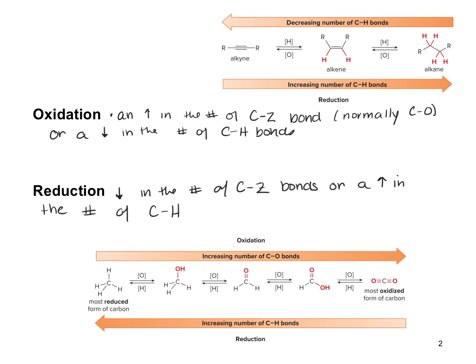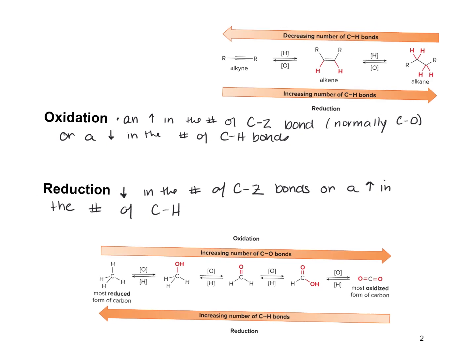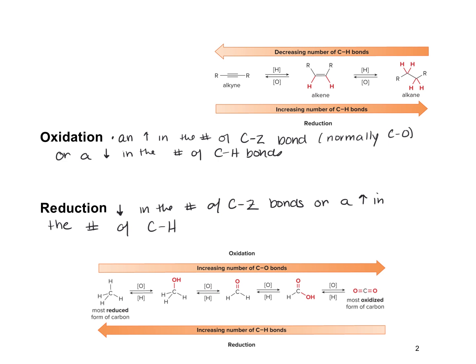And we looked at this in a previous chapter where we said, okay, here's the most reduced form of carbon, right? And now we have an oxygen, so we've increased a carbon-oxygen bond between here and here, right? So that is an example of oxidation. As we go this way, we're oxidizing, and as we go this way, we are reducing. I want to show you that specifically with your alkenes and alkynes up here.